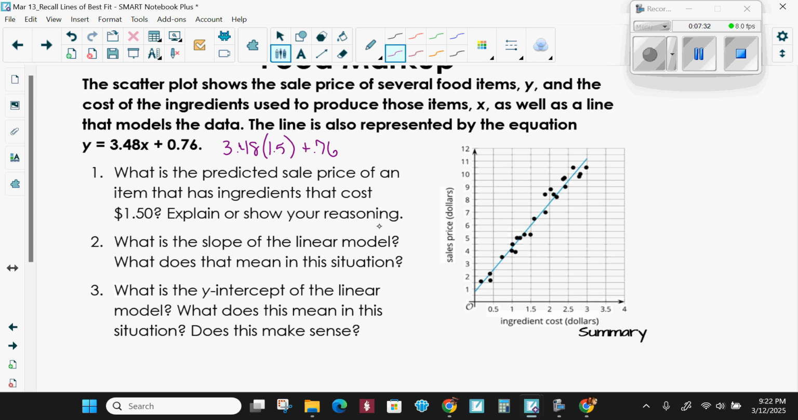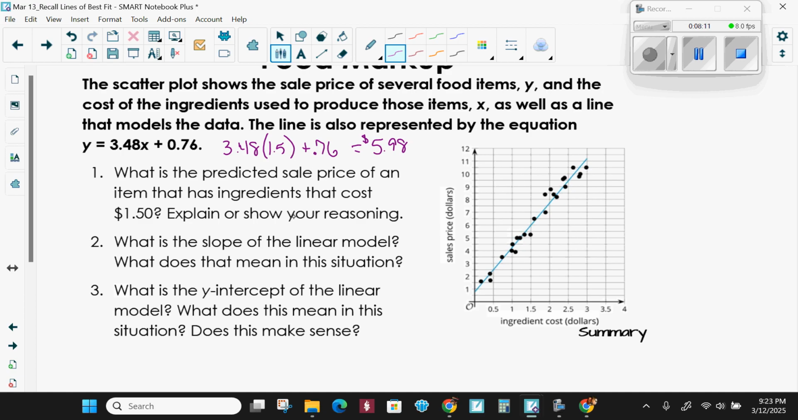Okay, so that would be... be careful where you put your decimals. Make sure you put it in the right place. Okay, so this is $5.98. Like I said, it looked like it would be close to 6 at the 1.5 line.